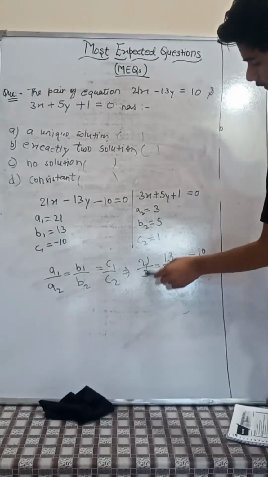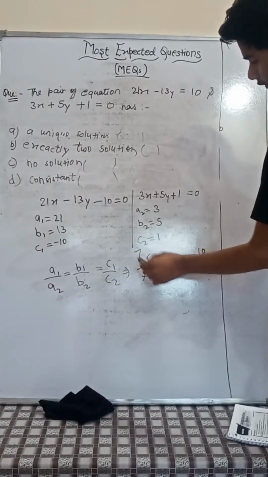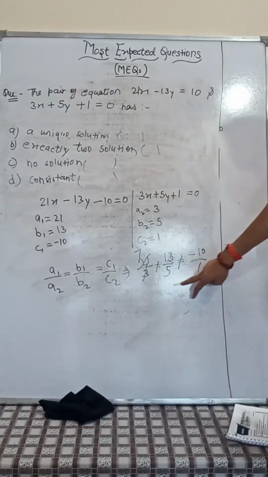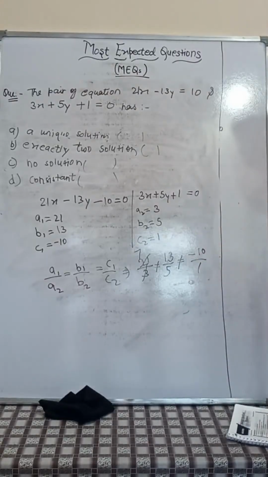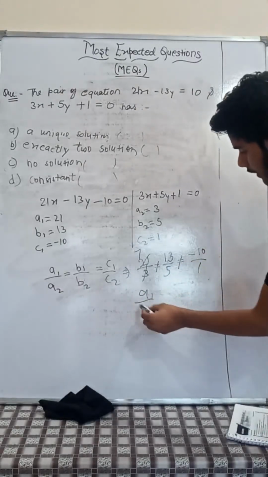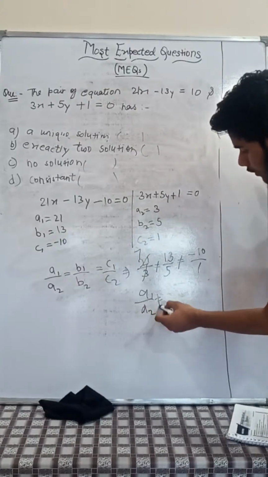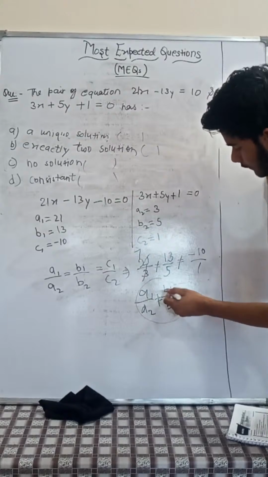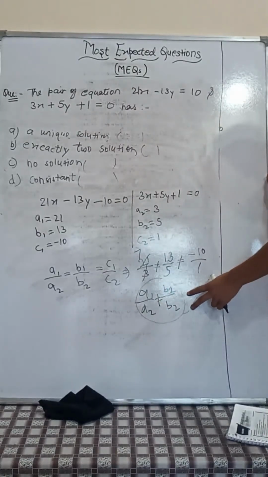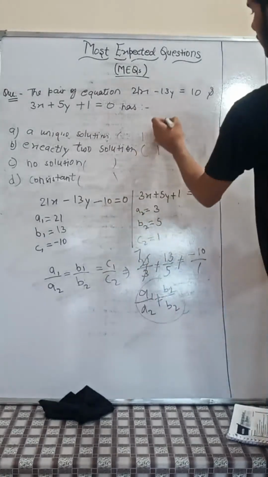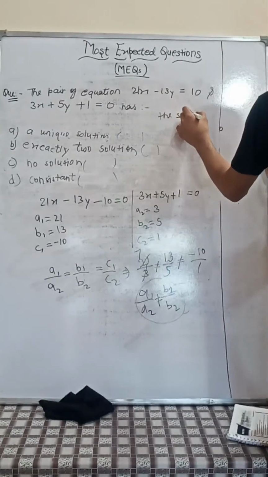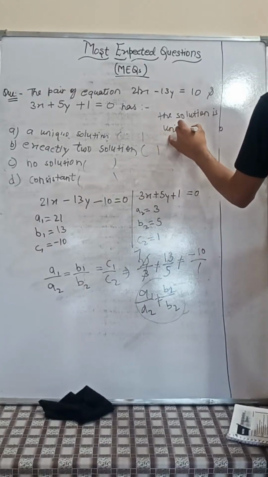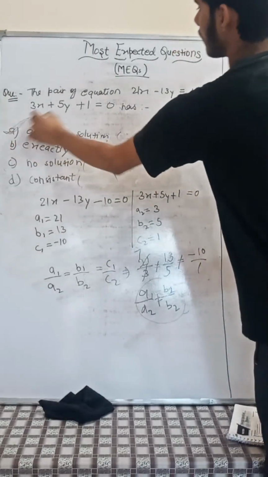This is 7, and these are not equal to each other. That is, a1 by a2 is not equal to b1 by b2. According to this situation, the solution is unique. That option is correct.